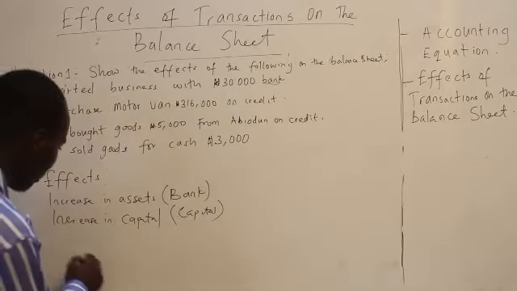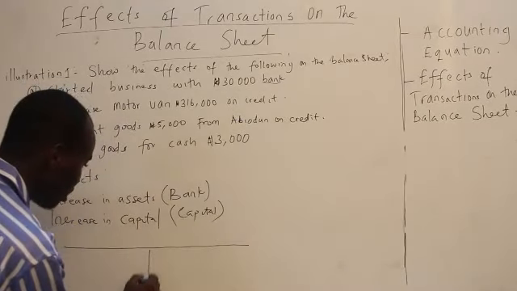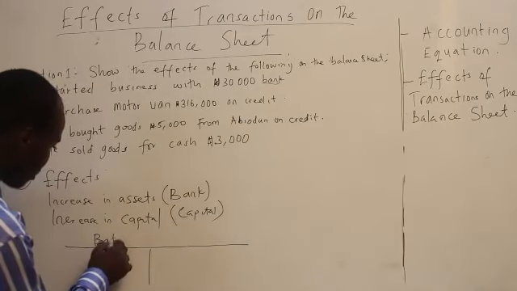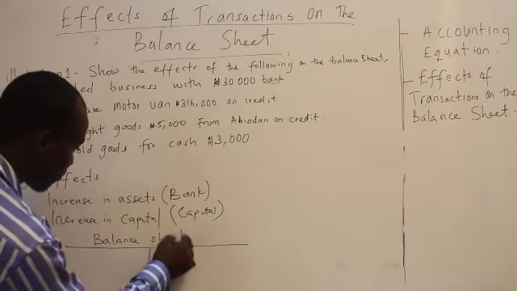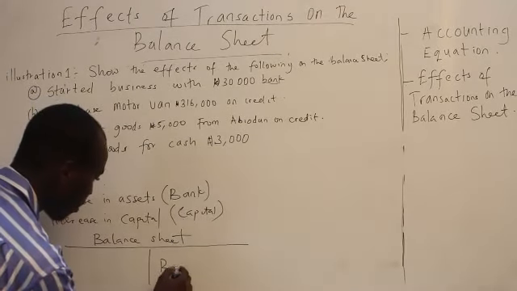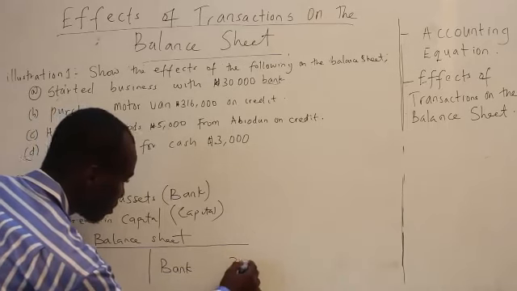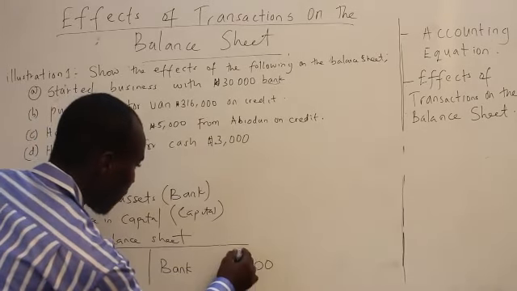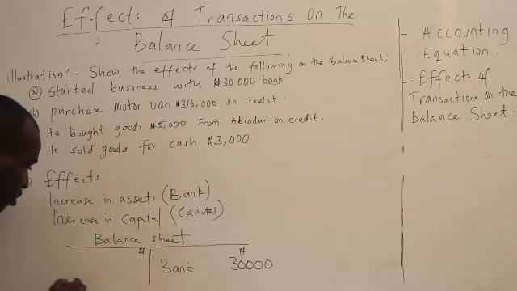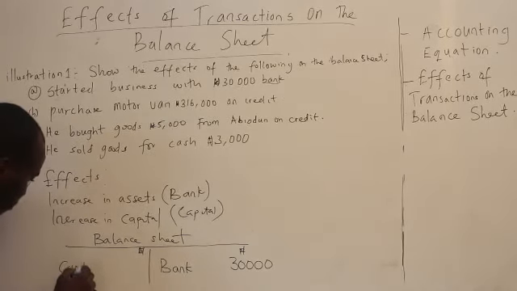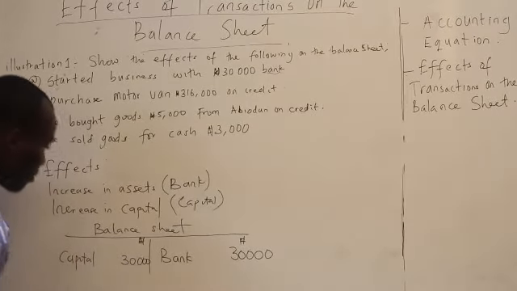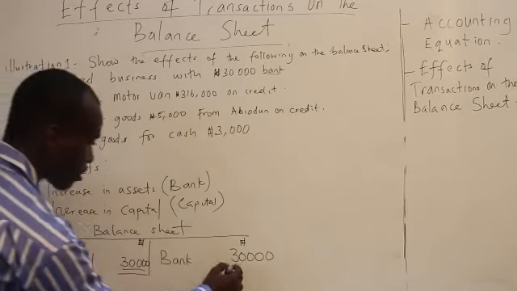So on the balance sheet, this tabular representation of the accounting equation, we're going to have bank, 30,000 naira this side, and then capital, 30,000 naira this side, and then close.